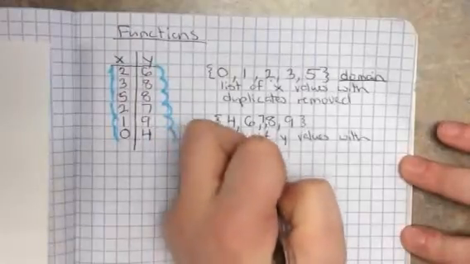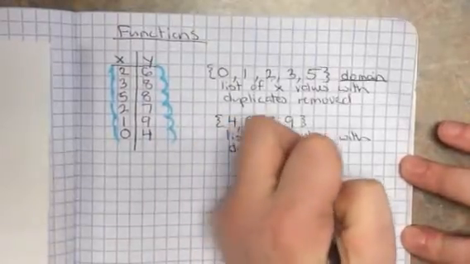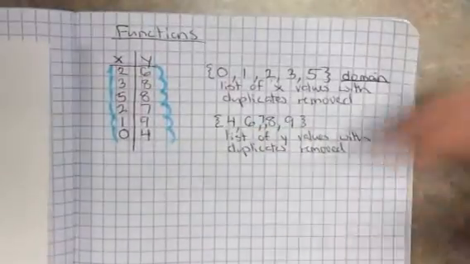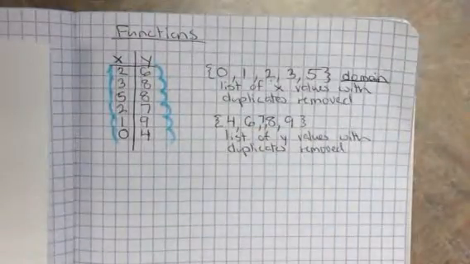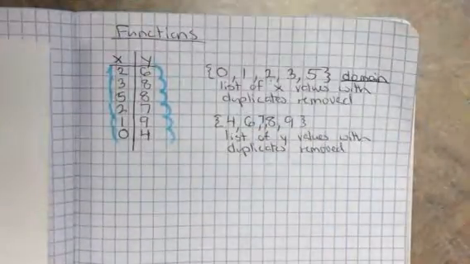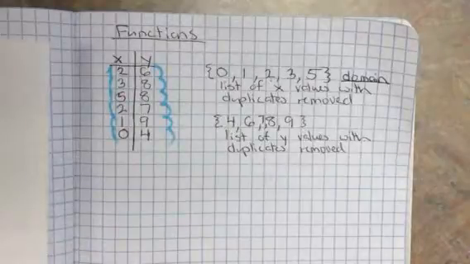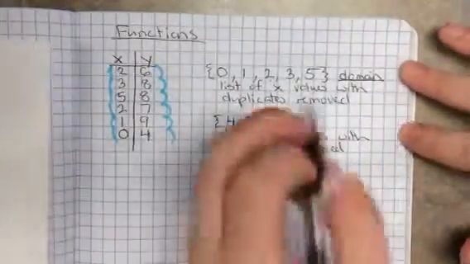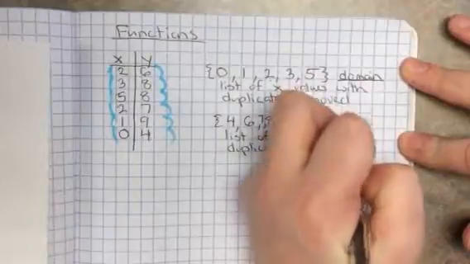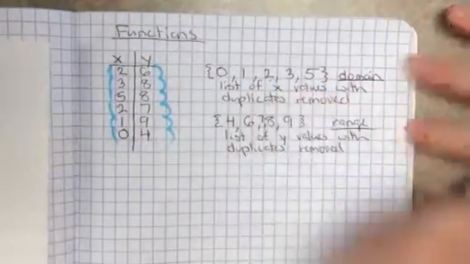If the X's get a special name, the Y's are probably going to get a special name too, right? Now, this can get a little bit confusing, but it's something that happens a lot in the English language. This list of X's is called the domain. This list of Y's is called the range.